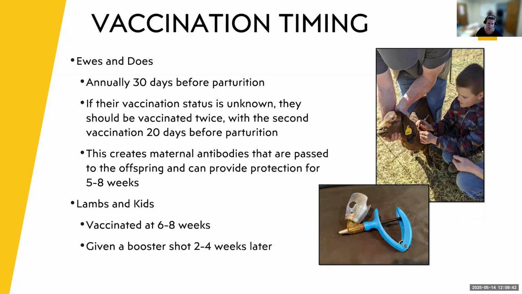And then with our lambs and kids, we should be vaccinating them at 6 to 8 weeks of age, and then a booster given right prior to weaning, so anywhere from 2 to 4 weeks later after that 6 to 8 week mark.